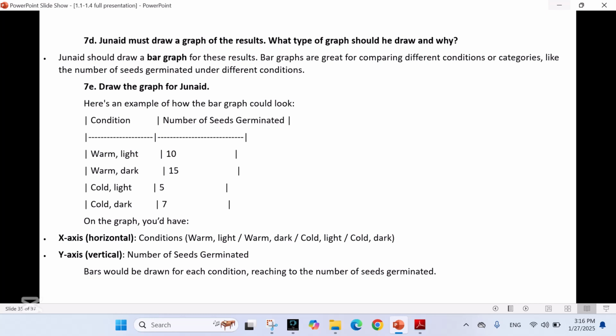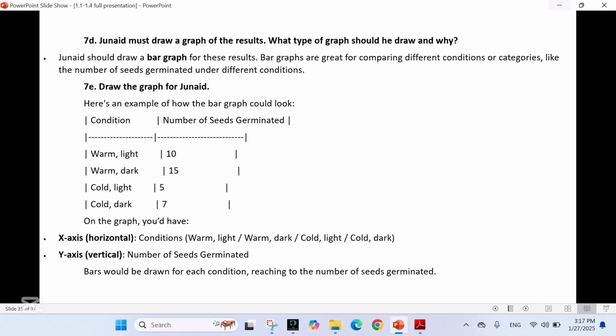Part D. Junaid must draw a graph of the results. What type of graph should he draw and why? Junaid should draw a bar graph for these results. Bar graphs are great for comparing different conditions or categories, like the number of seeds germinated under different conditions.